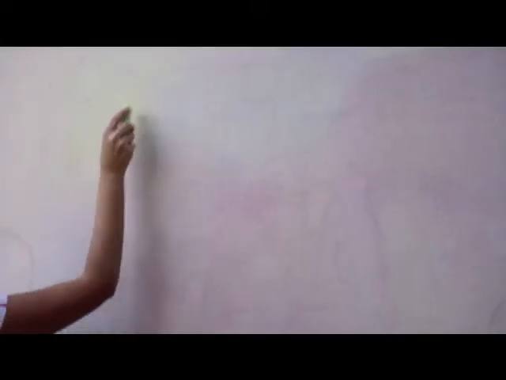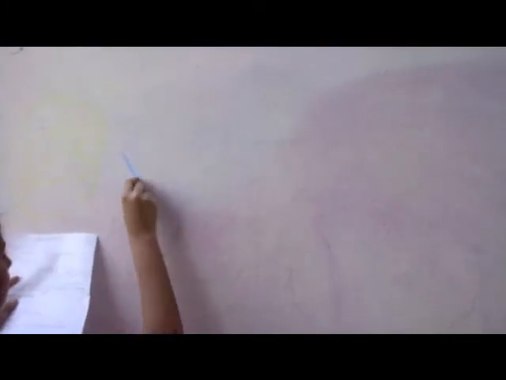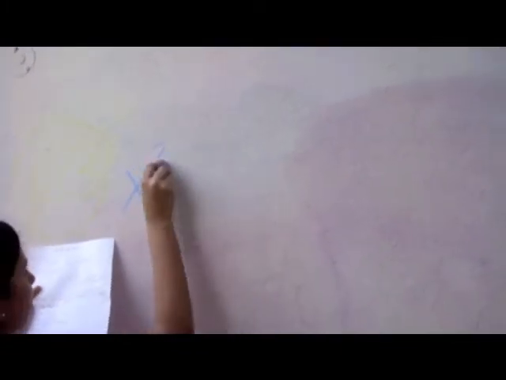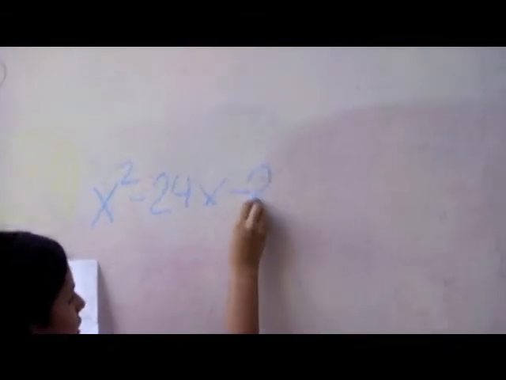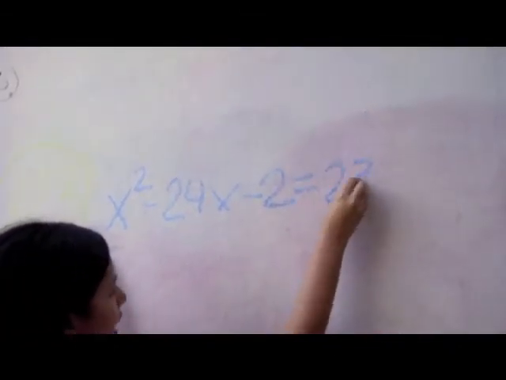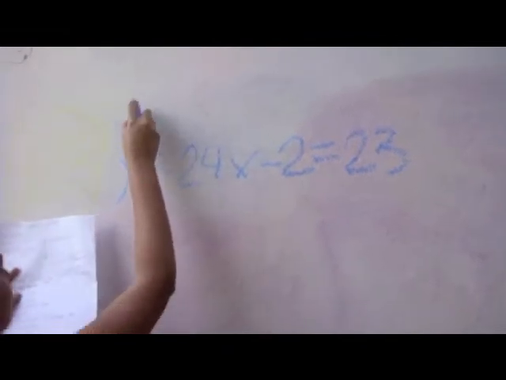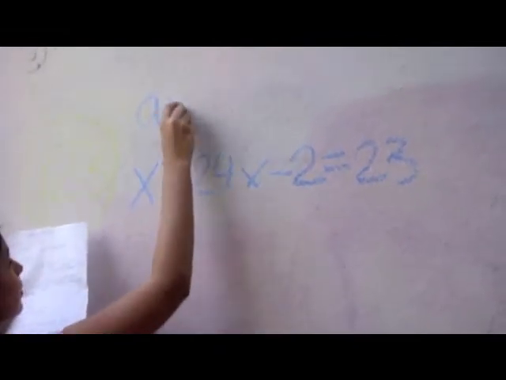We'll do problem 123. In this problem, we have to solve the quadratic equation by completing the square. And the problem is x squared minus 24x minus 2 equals 23. A quadratic equation has the following formula.